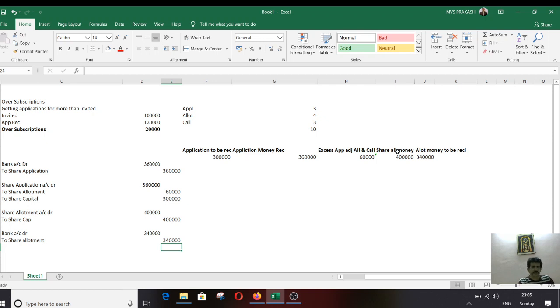So what are the entries which I need to pass for the share forfeiture? What are the entries which I need to pass for the reissue? We will try to understand this. Clear? With that, the entire theoretical part of issue of shares is done, so we can start working with the problems.